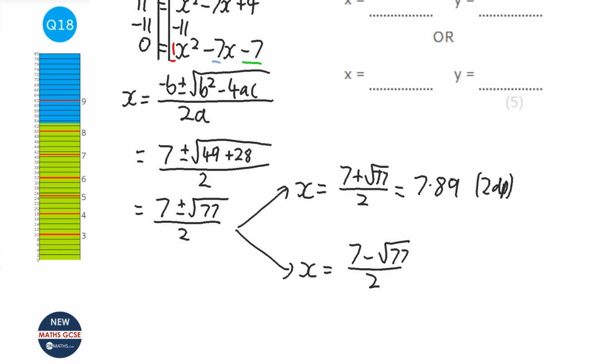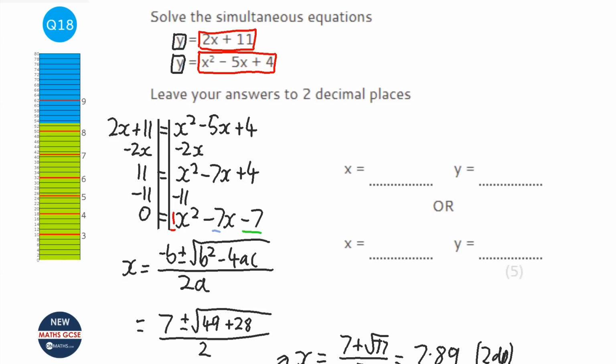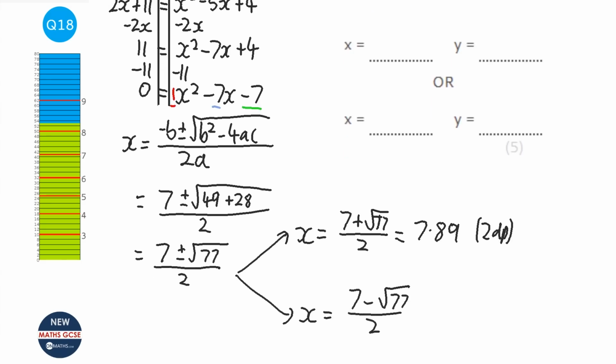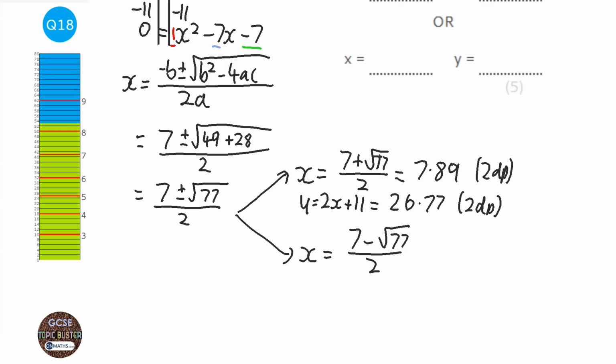Now, at this point, it's still in my calculator. I don't want to get rid of it because I need to also find out what y is. Now, it says y equals 2x plus 11. So y equals 2x plus 11, which equals 2 times this value in my calculator plus 11. So I'm going to times this by 2 plus 11. And it gives me the answer of 26.77 to 2 decimal places. And those are my answers for now. And y is 26.77. Okay, let's carry on.